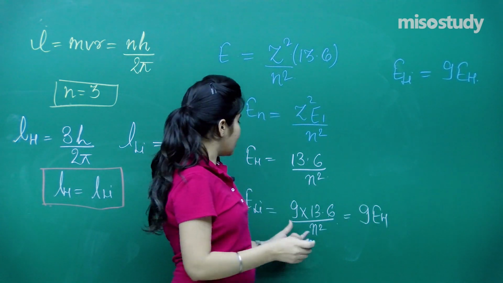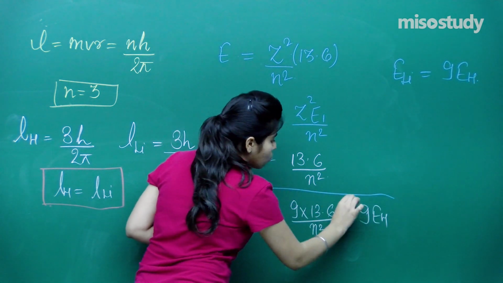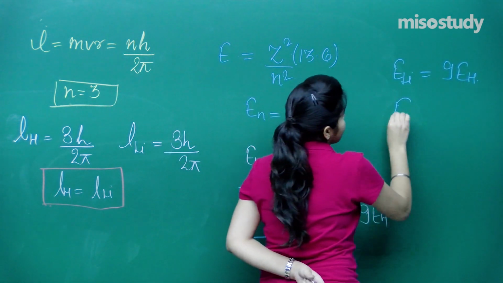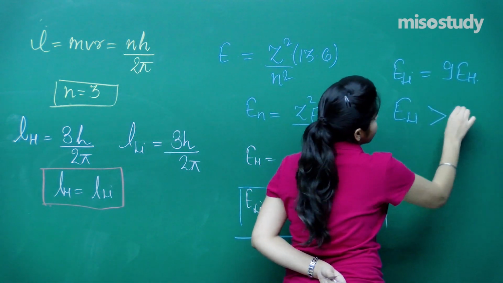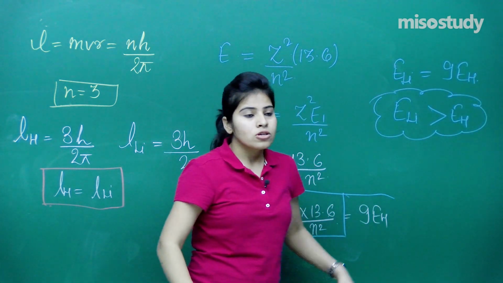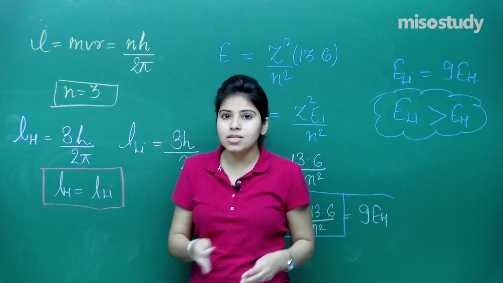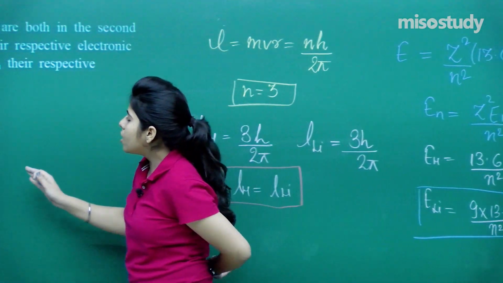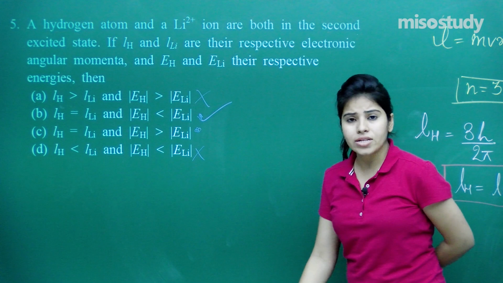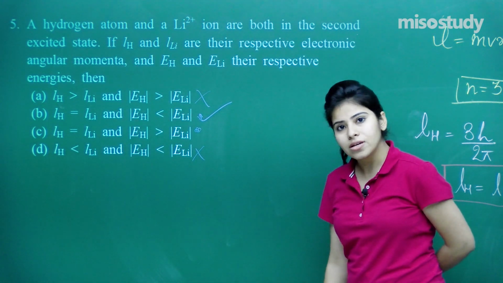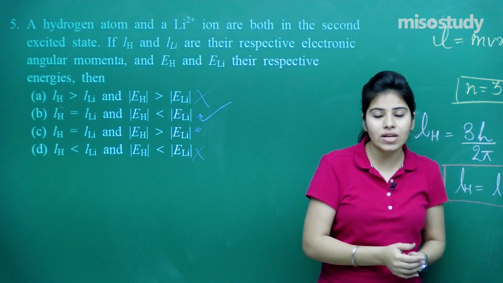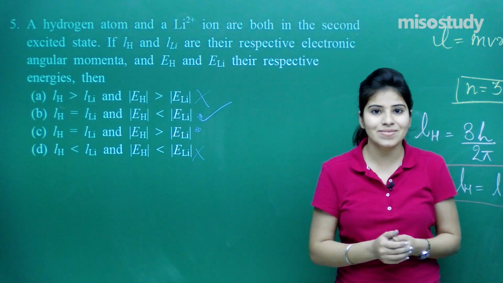Definitely you can see that this energy of lithium has come out to be greater than the energy of hydrogen atom. So ELi is greater than EH. Now we will be moving towards the option ELi is greater than EH. So definitely this one will be the correct answer for this question, right? Now we will be moving towards the next question. Till then you can just take a note of this, and then we will begin with that, okay?